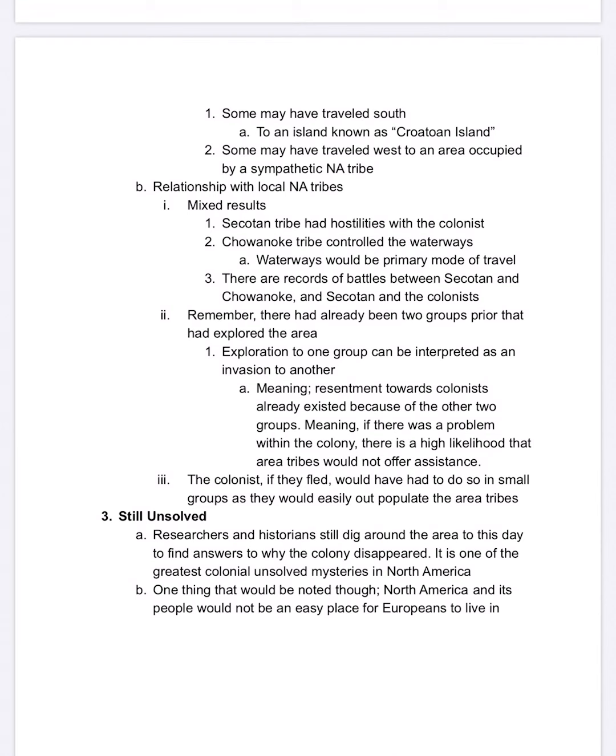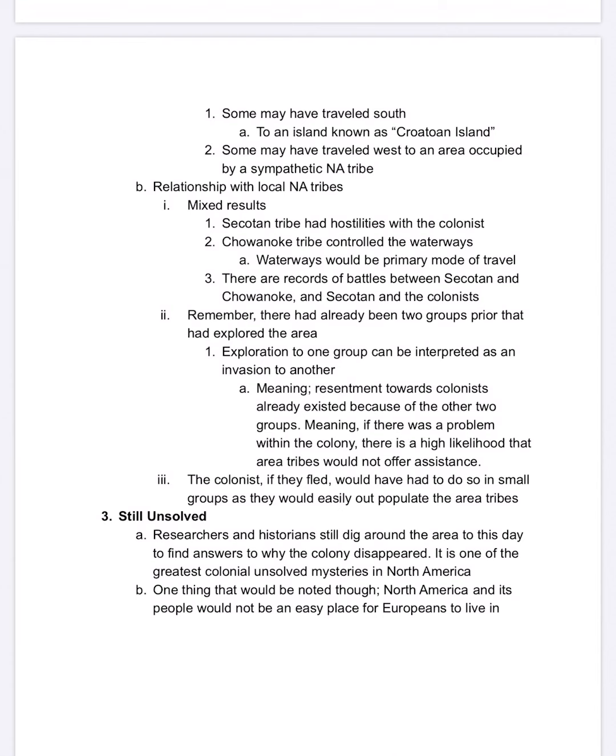Some may have traveled west to an area occupied by sympathetic Native American tribes. So while there were a few North American nations that were not thrilled with the explorers, some of them also were not necessarily hostile towards them. It resulted in mixed results. The Secotán tribe had hostilities towards the colonists. The Roanoke tribe controlled the waterways, and they weren't real friends either. Waterways would be the primary mode of travel.